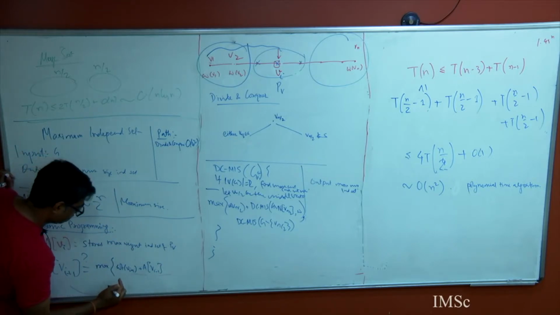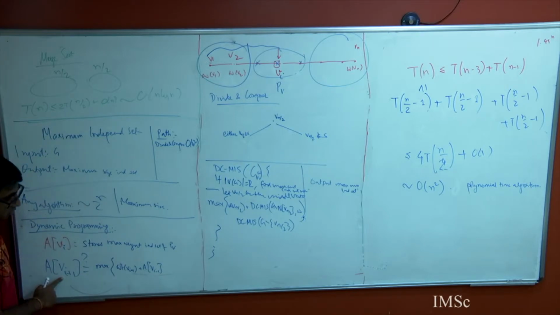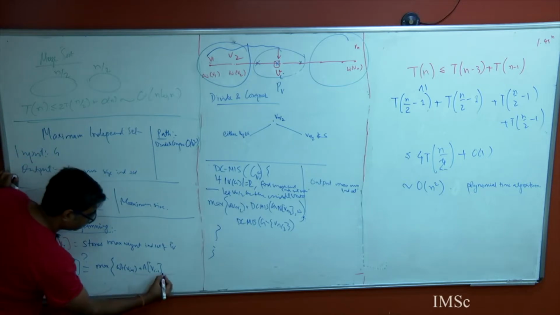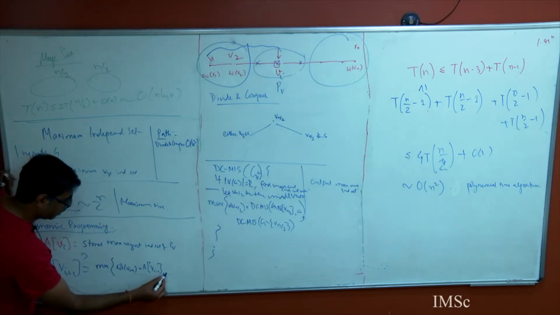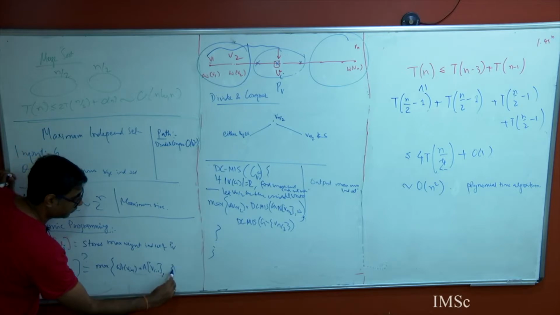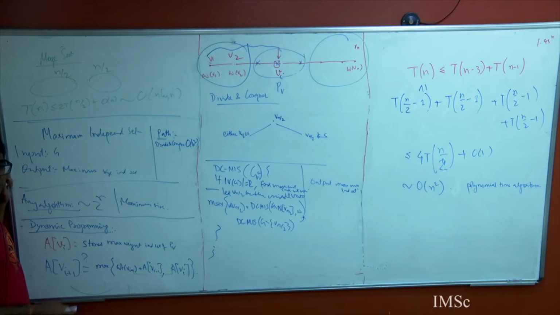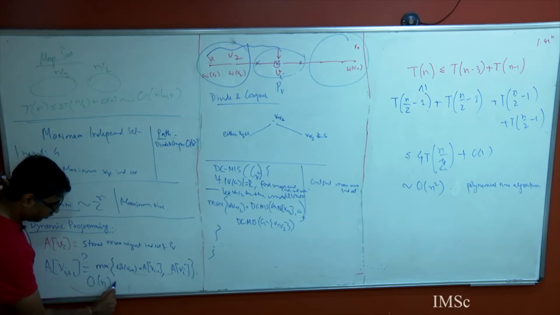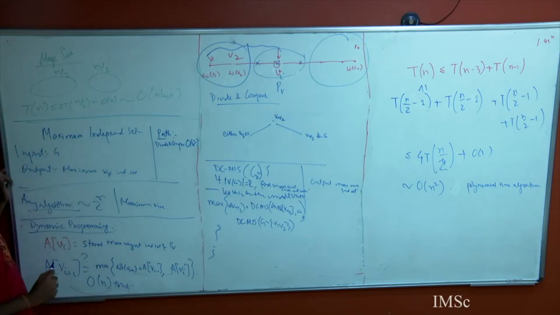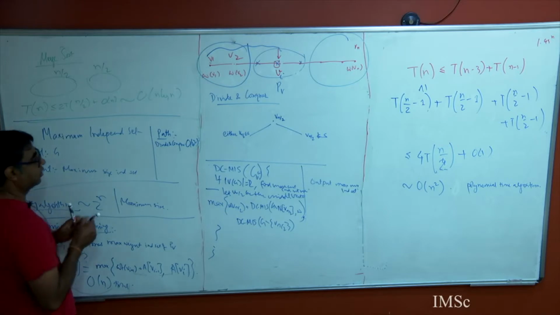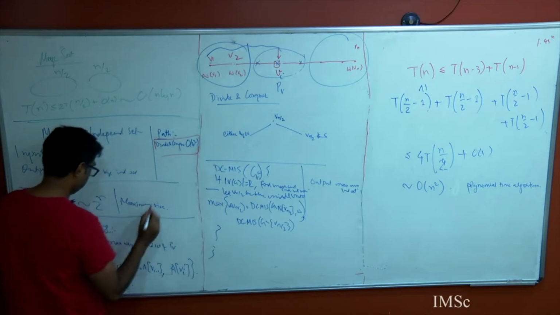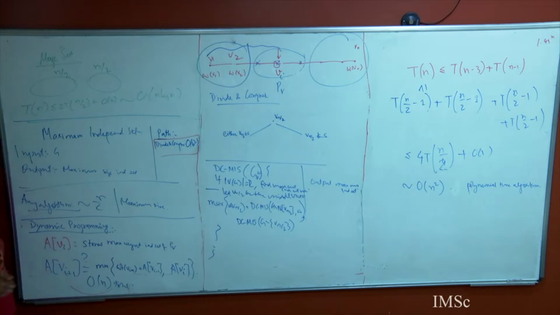So all you are saying is that this is nothing but the max of either Vi plus 1 goes into the solution, then weight of Vi plus 1 plus A(Vi minus 1), or you decide not to pick Vi plus 1, and then A(Vi). Okay, excellent. And how much time does this take? Order n time. All of you are amazing. Very good. So divide and conquer takes order n square, and this takes order n time.